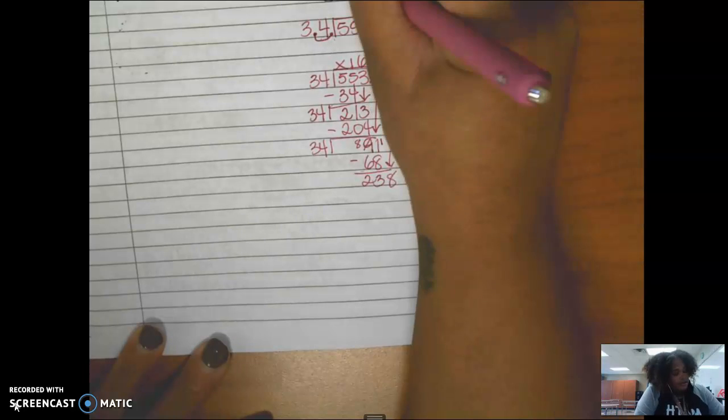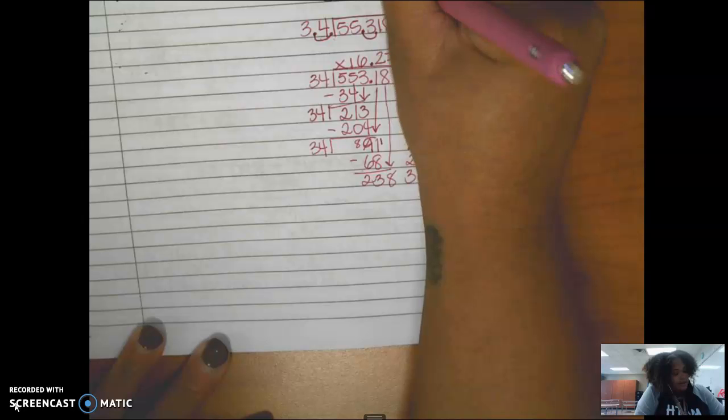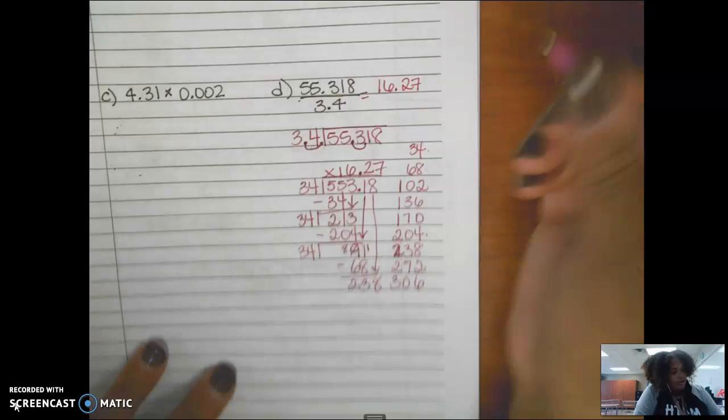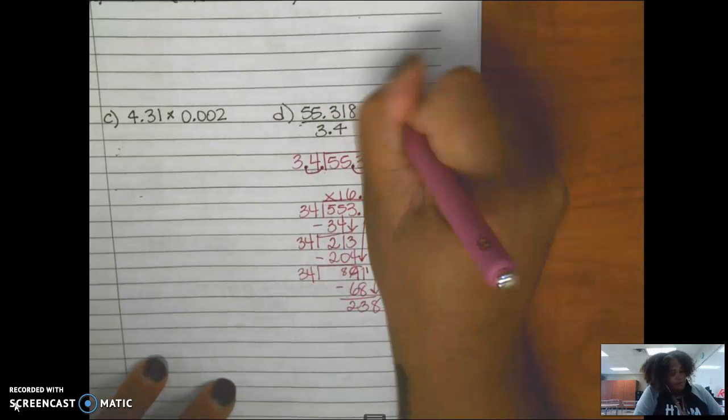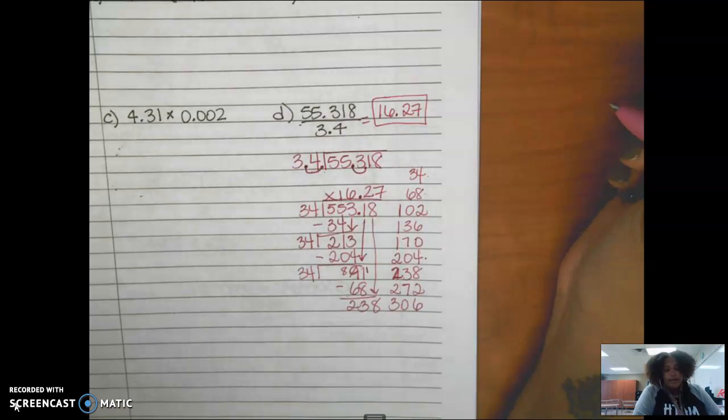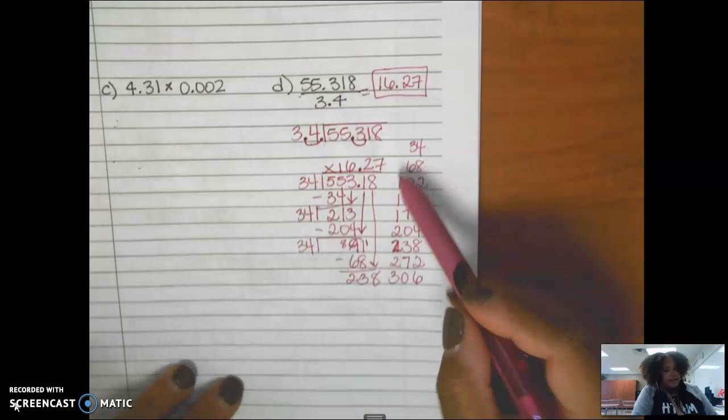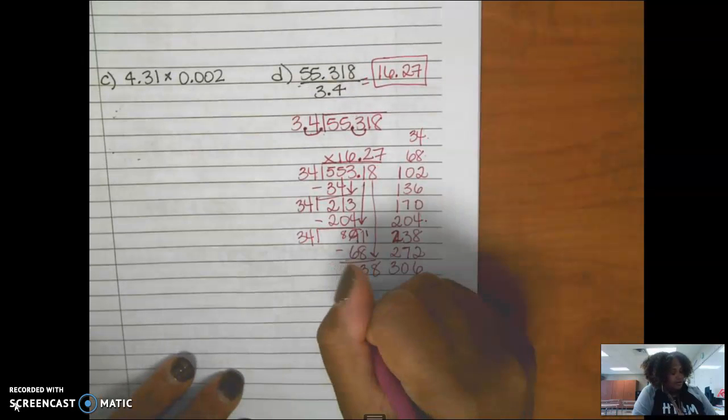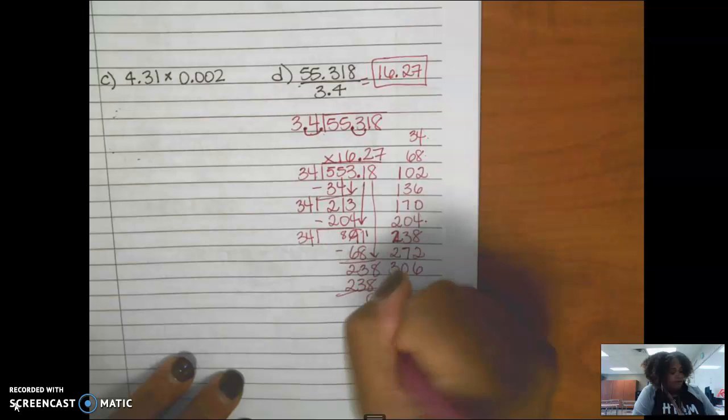So this answer is 16 and 27 hundredths. And that is how you divide with decimals. The last step, of course, would be 7 times 34, which is 238, and you have a remainder of 0.